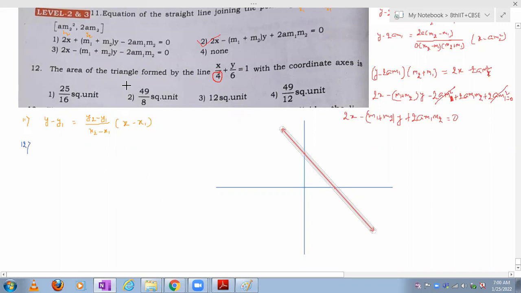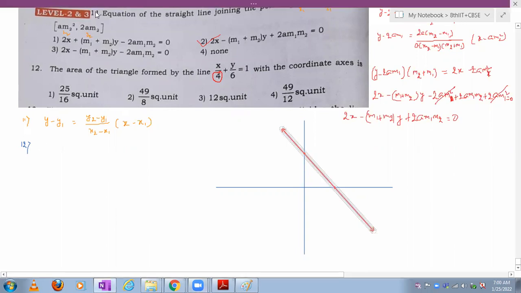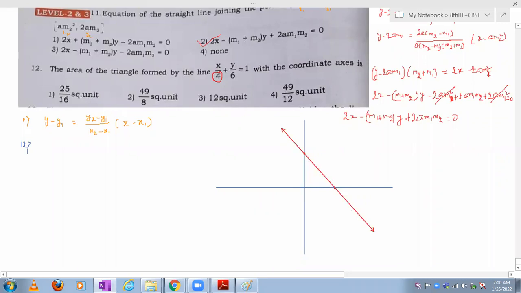So generally, the equation of the line passing through these 2 points. Now, the equation of the line he gave is x by 4 plus y by 6 is equal to 1. Now, with the coordinate axis, what is the area?